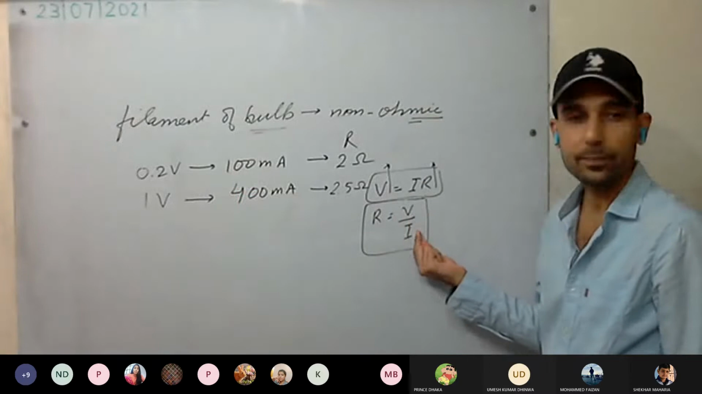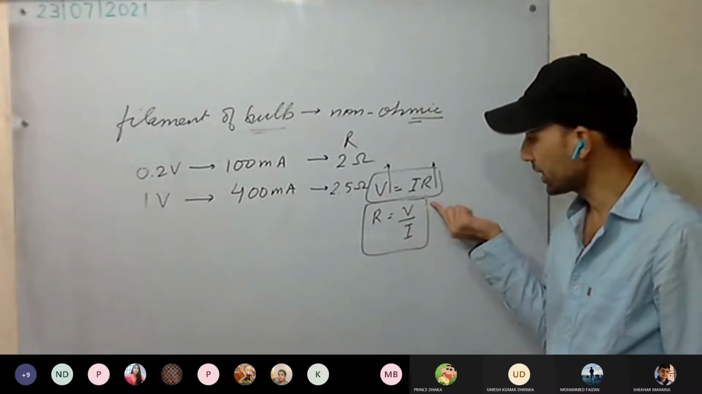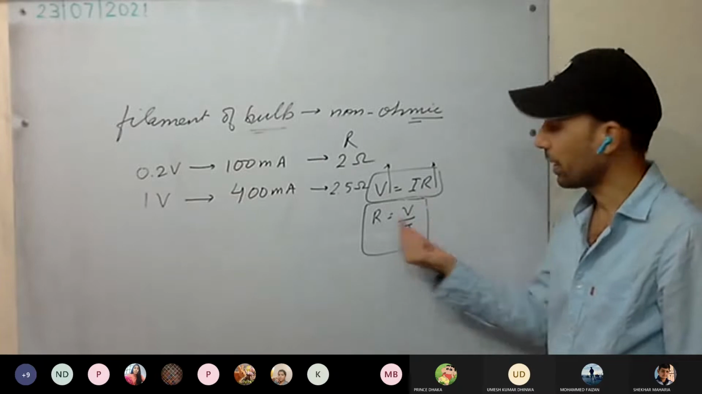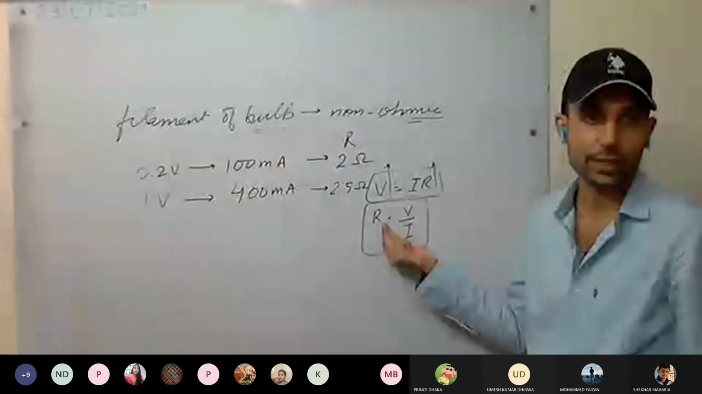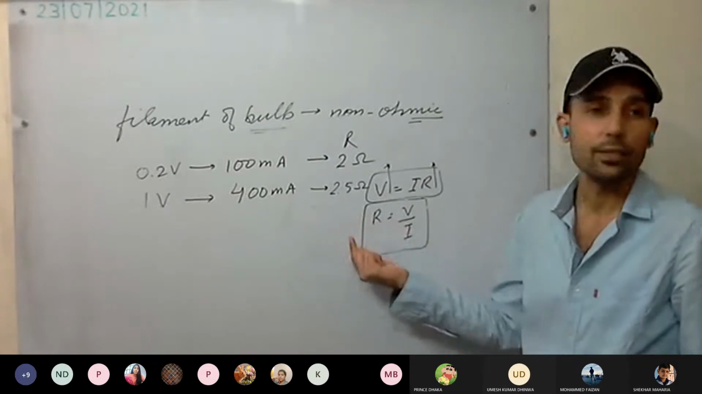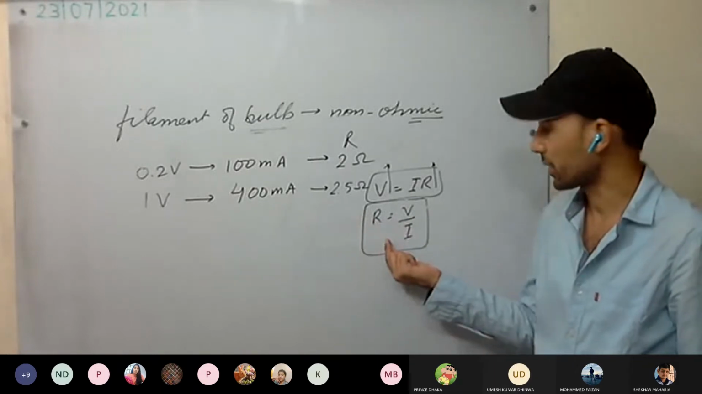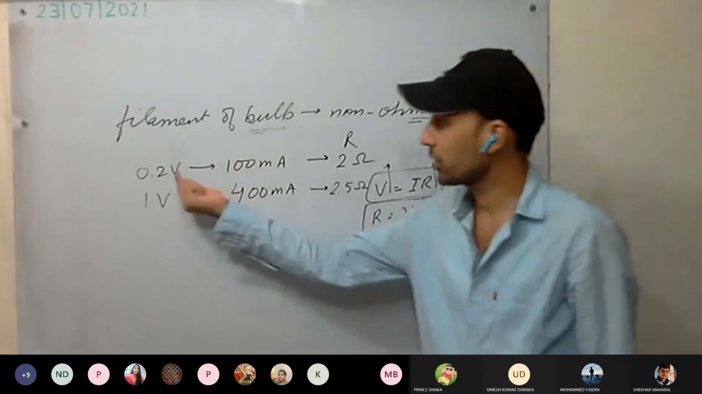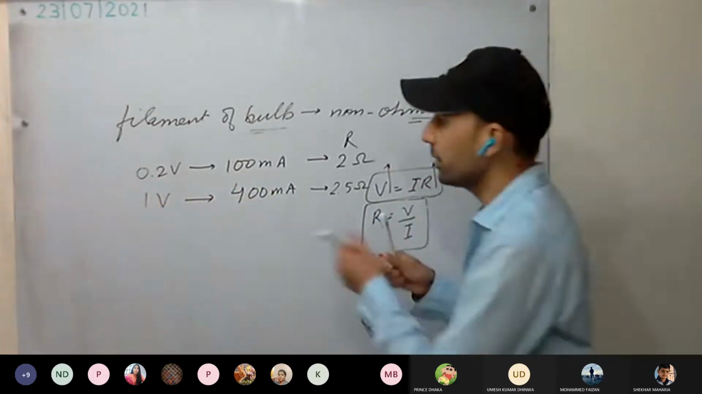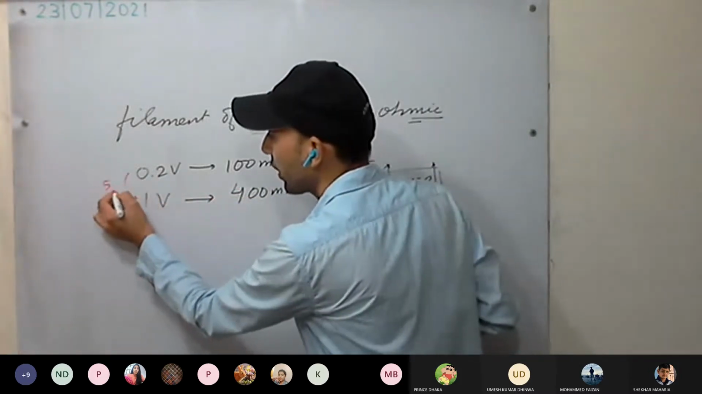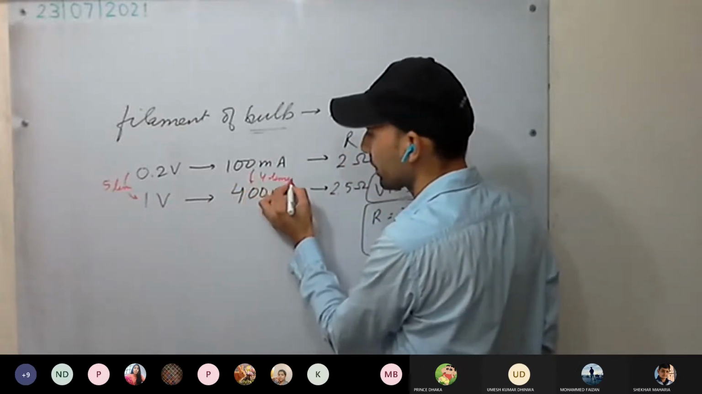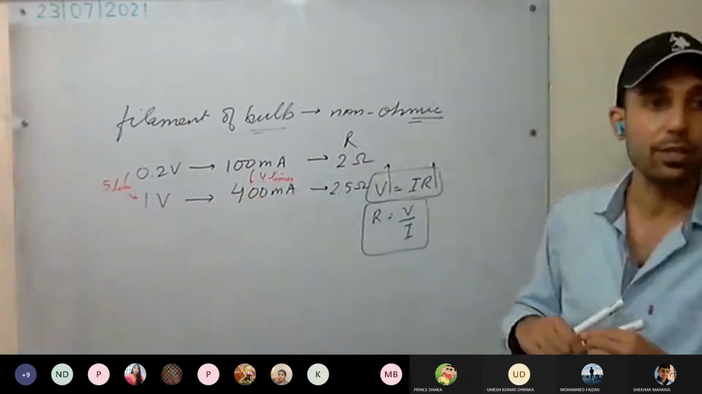R equal to V by I. For ohmic conductors, if we increase the potential difference 5 times, current must also increase by 5 times so that R remains constant. In ohmic conductors, resistance does not vary with an increase in potential difference. But here, what you see is the potential difference has become 5 times and current has become only 4 times.